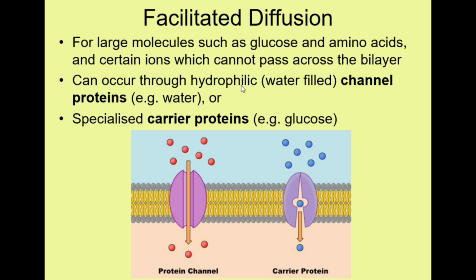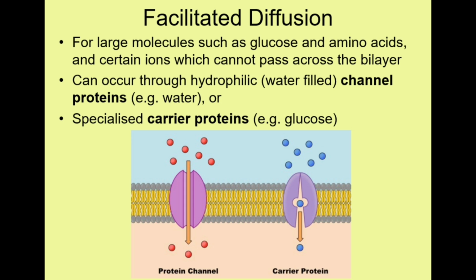So we can see here they can occur through hydrophilic, so these are water-filled channels. So I've put there as an example water. We get a type of channel protein called aquaporins, and they are just proteins with a hole through the middle, essentially. That is made of, you remember, proteins are just made up of amino acids. So we would have amino acids within the middle of the protein that are hydrophilic, so water-loving, and that means now that water can pass freely through these channels, enabling it to diffuse freely in and out of the cell.